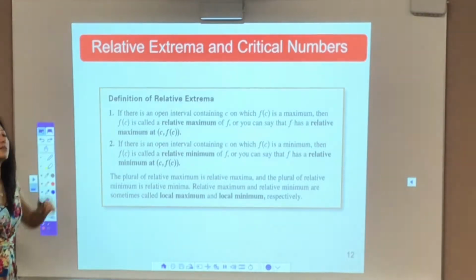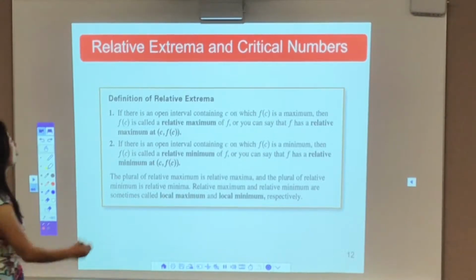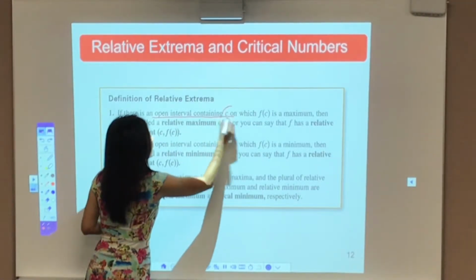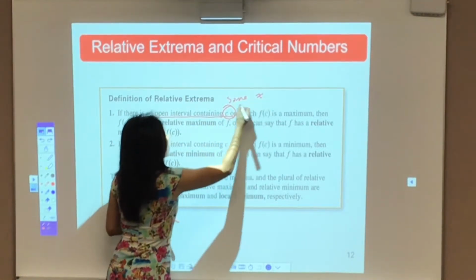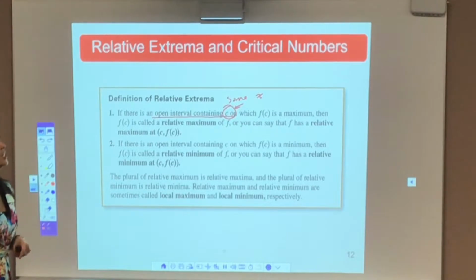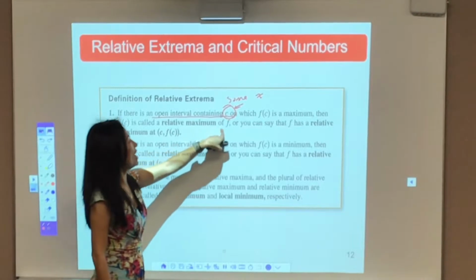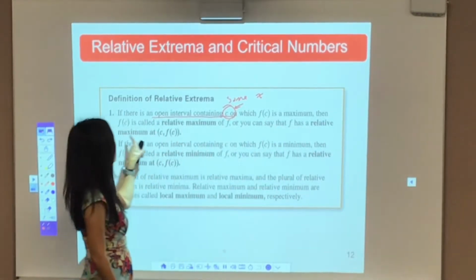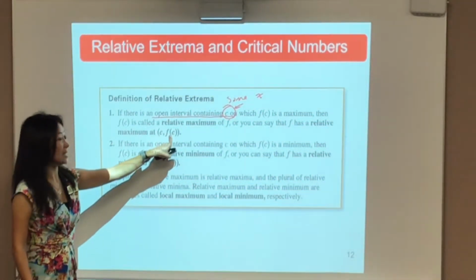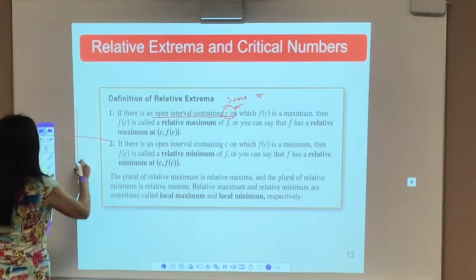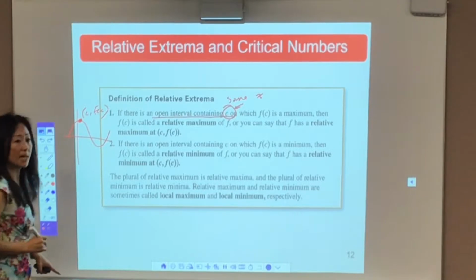So this is a definition. Definition of a relative extrema. If there's an open interval containing c, c is some number x, are you with me, on which f of c is a maximum, then f of c is called a relative maximum of f, or you can say that f has a relative maximum at c. So that is your maximum. In other words, your graph right there is c, f of c, maximum.